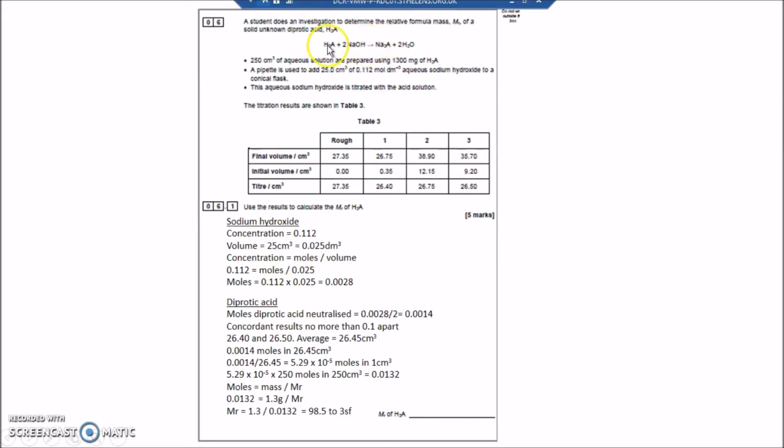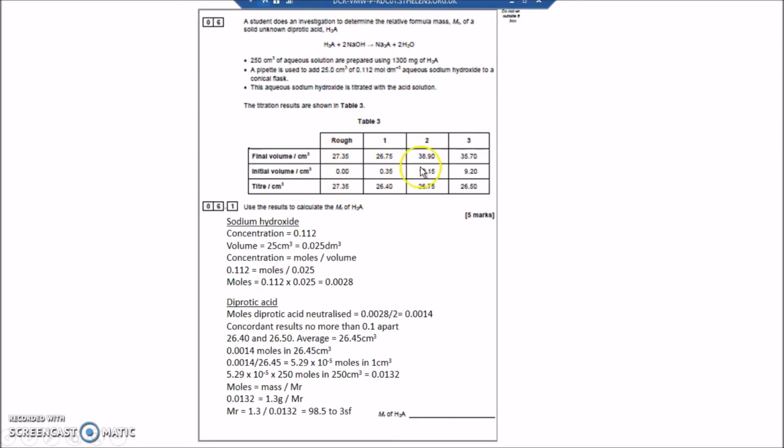The next thing: why have I been given an equation here? Well, I've been told it's a diprotic acid. 1 mole of acid reacts with 2 moles of sodium hydroxide, or a base. And the simple answer is, it wants me to work out the number of moles of the acid by dividing the number of moles of sodium hydroxide by 2. So the number of moles of my diprotic acid, my H2A, is 0.0028 divided by 2, 0.0014. Now, I've used all the information in that table that I can. I've now got to come to these.